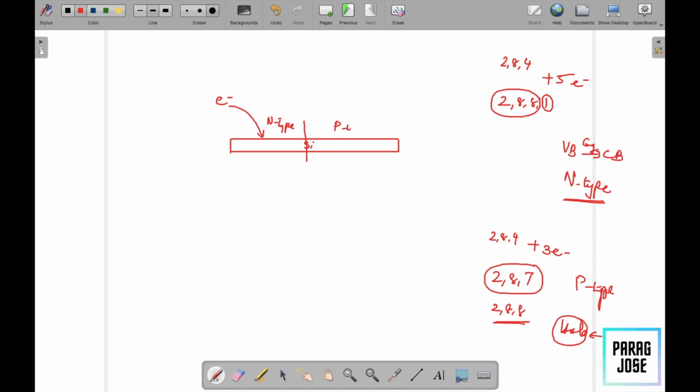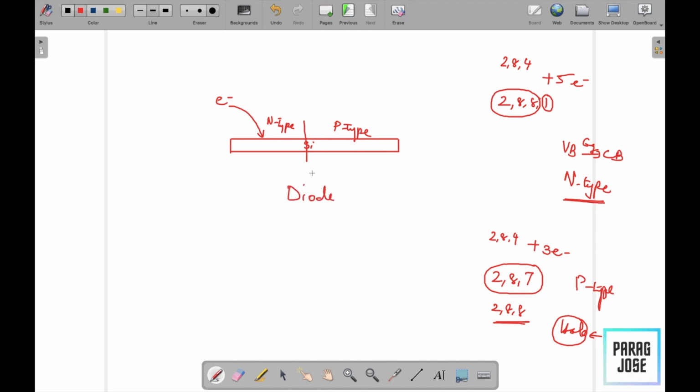So now we have two materials. So what did we do? We took a silicon semiconductor wafer, right? And then we did pentavalent impurity doping to give us n-type material, and then we did trivalent impurity doping to give us p-type semiconductor material. So this combination of an n-type and p-type semiconductor material is called a diode.